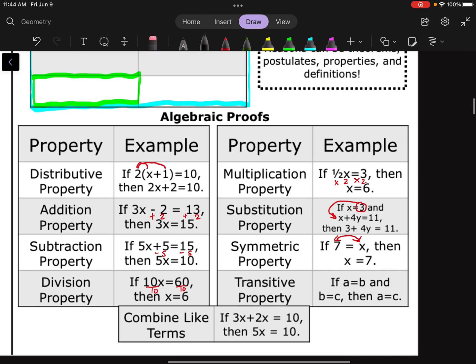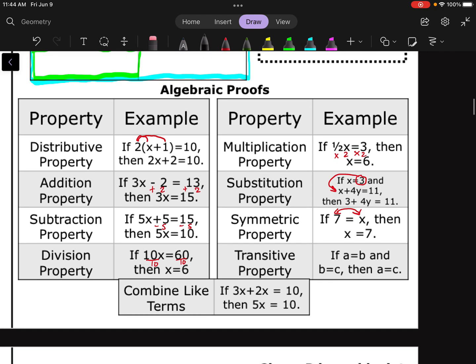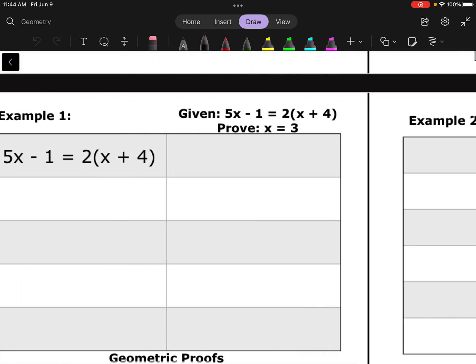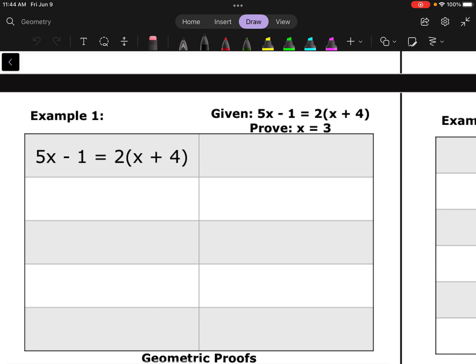So this probably seems like a lot right now. Let's jump into the first example, and you are going to see just how easy this can be when we're doing algebraic proofs. So let's look at example 1 here. Example 1 says 5x minus 1 is equal to 2 parentheses x plus 4.